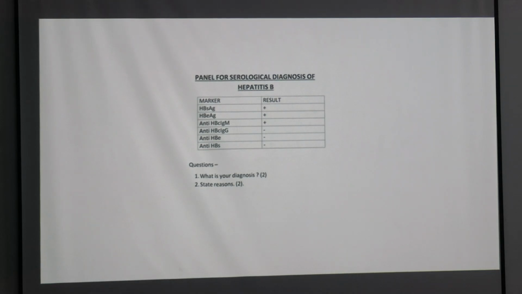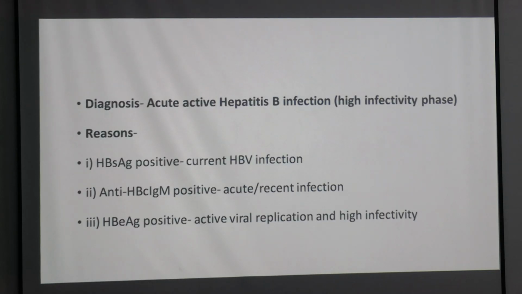Acute, active, very good. Acute, active hepatitis B infection with high infectivity phase. So HBs antigen positive means current HBV infection. Anti-HBc IgM positive, acute or recent infection. HBe antigen positive, active viral replication with high infectivity.